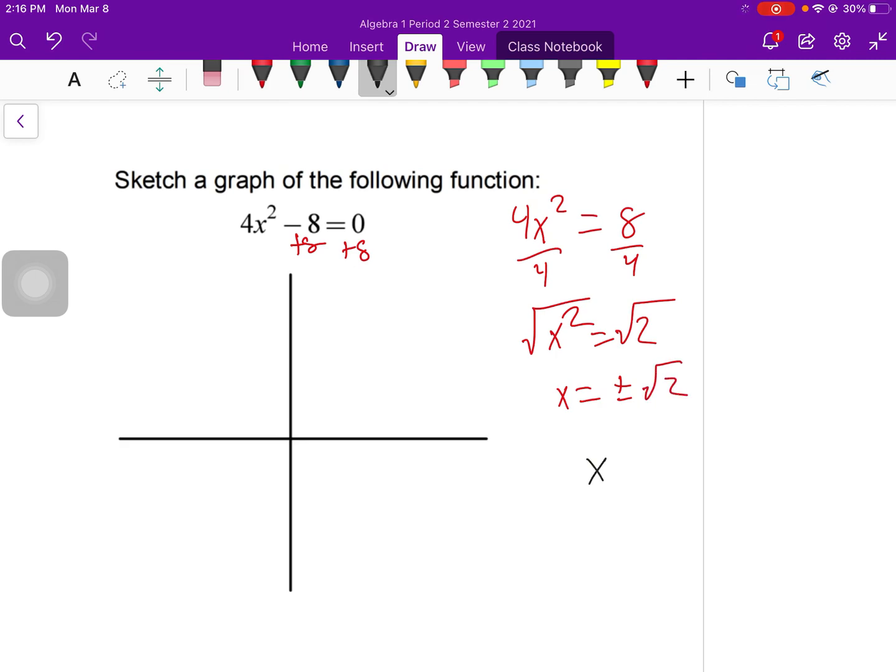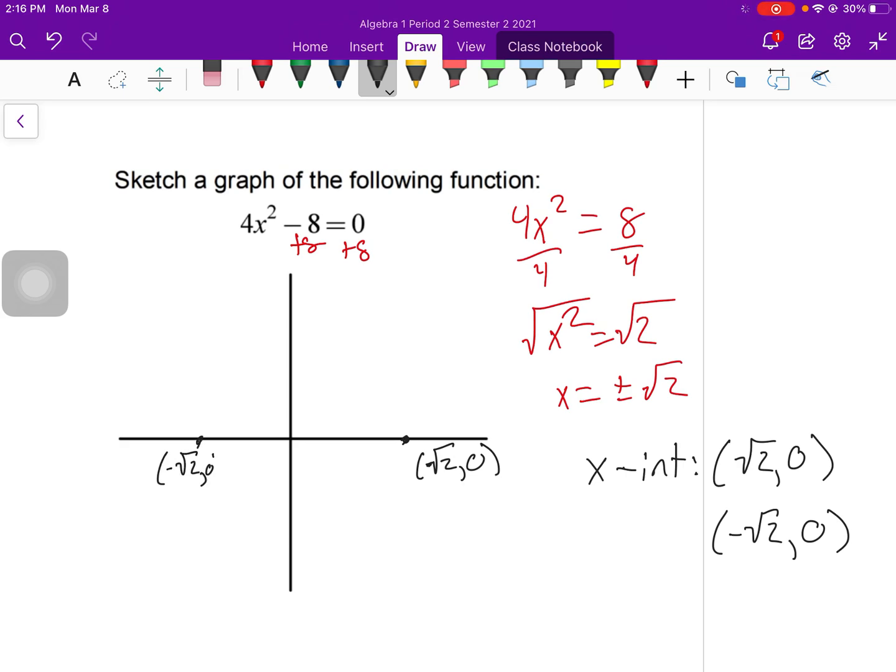That means my x-intercepts are the square root of 2, 0, and negative square root of 2, 0. So I'll put a dot here. I'll say that is square root of 2, 0. Negative square root of 2, 0 will be right there-ish. It doesn't have to be exact.